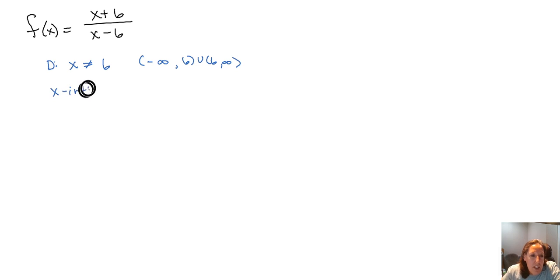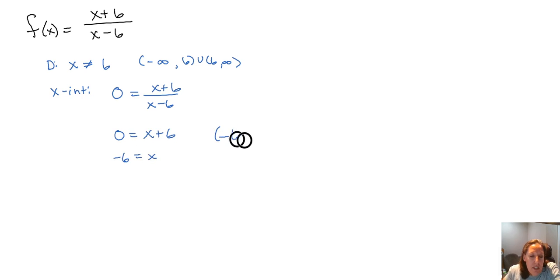We want to find the x-intercepts here. X-intercepts are going to be whenever we set y equal to 0 and solve for x. And we're going to multiply both sides by that denominator. 0 times that denominator is still 0. The right-hand side times that denominator, the denominator is going to cancel out, and we'll be left with that numerator, x plus 6. And so we have an x-intercept at negative 6, 0.